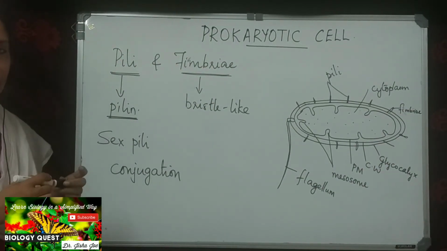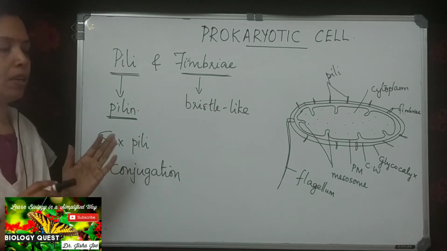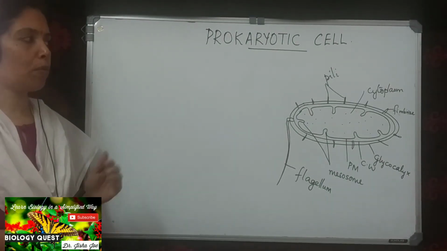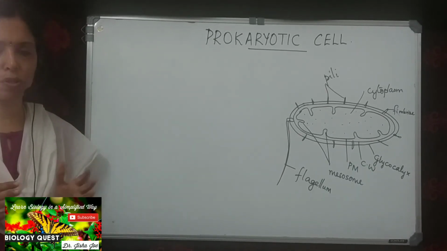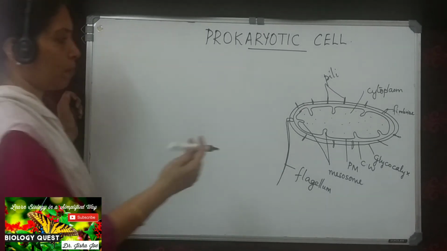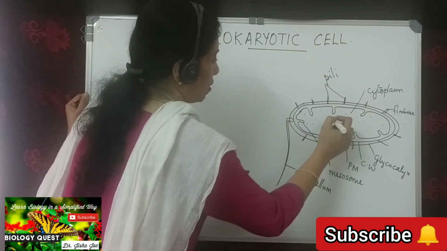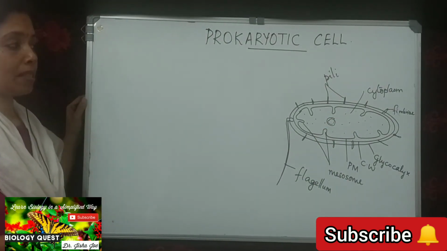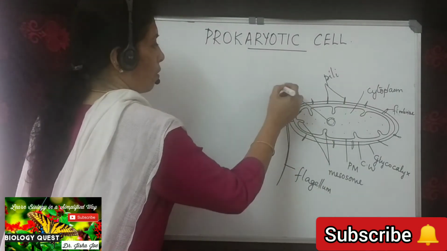Bristle-like structures arising from the surface of the cell, and we have studied the functions of each. Next, we are moving on to the genetic material. We have seen it is not enclosed within the nucleus. It is present in the cytoplasm in the form of single circular DNA. That is the genetic material there. You can see the genetic material. And since it is not enclosed within the nucleus, it is called the nucleoid.